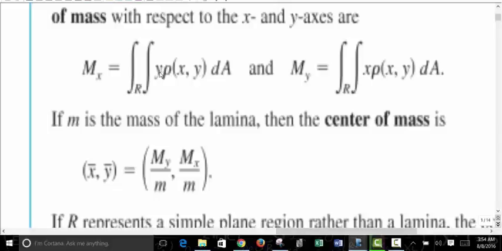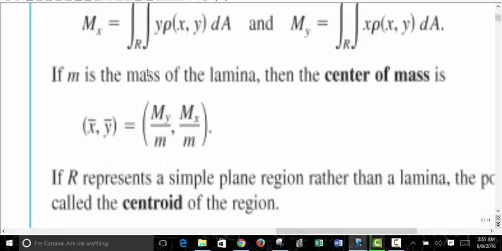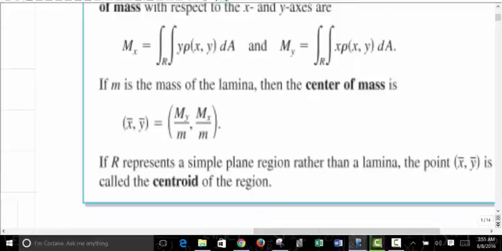But then you're integrating y times your density function for Mx, and for the My moment, you're evaluating x times your density function. To get the center of mass, often written as x bar, y bar, the x component will be My divided by m, and your y component would be Mx divided by m. That might not seem completely logical to you, and that's fine if it doesn't. Just follow that formula. The center of mass is also known as the centroid of a region.